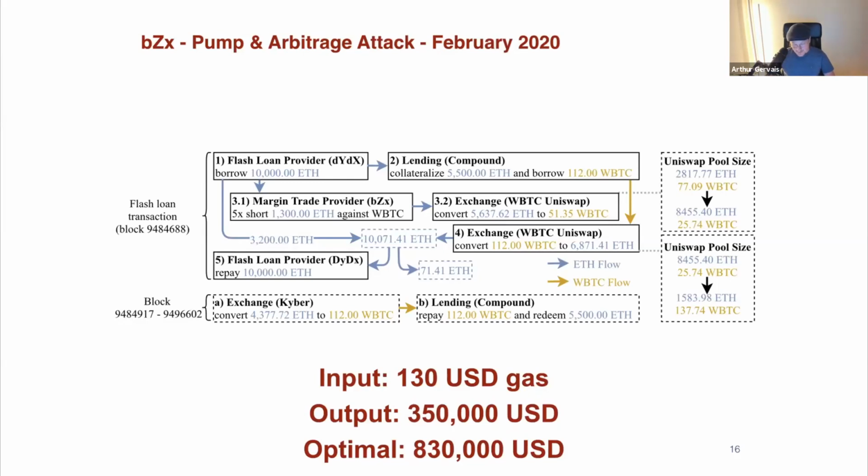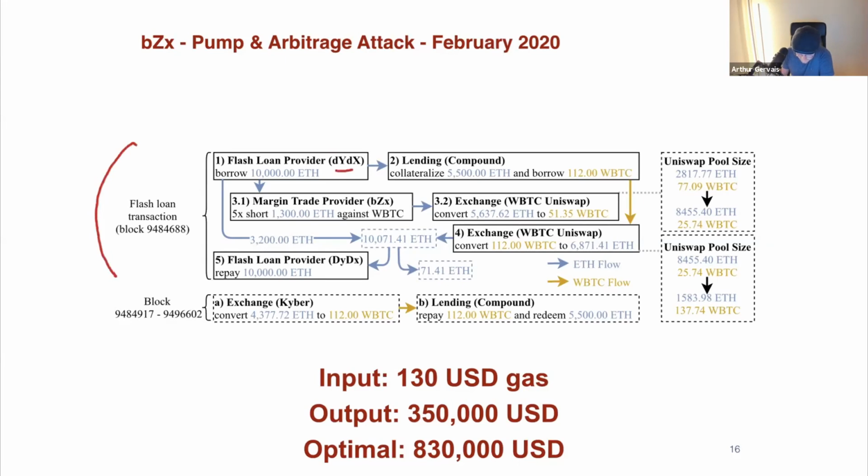There are actually 2 attacks. So this is the first one. I won't go into the details of this one. We will go more into the details of the second one. But just to give you a high level view of how this works, you have here a flash loan transaction, which touches on several points.